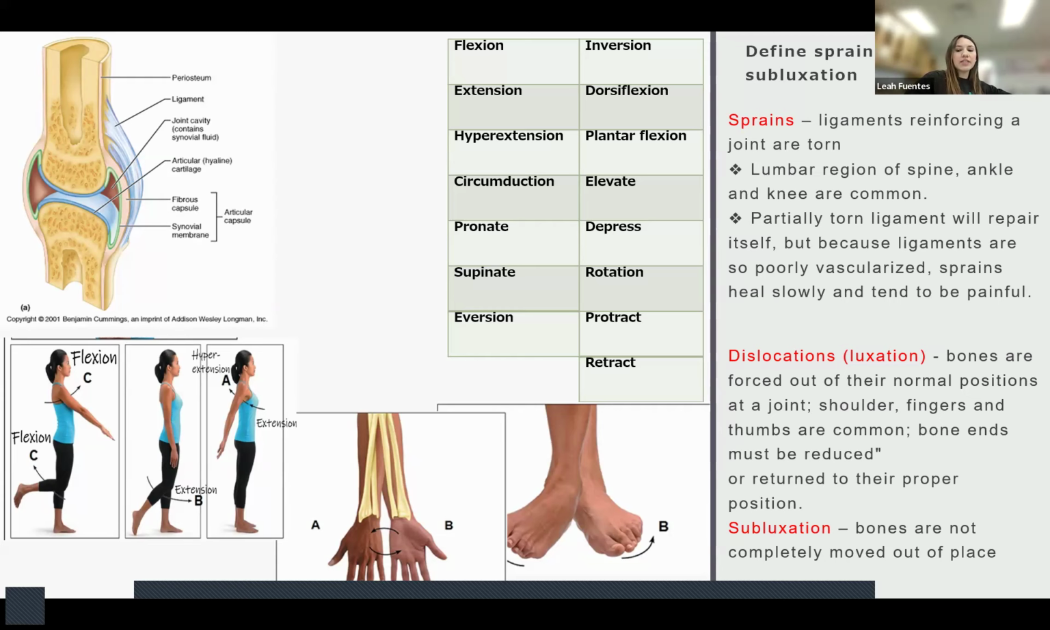So first we have luxation. Bones are forced out of their normal positions at a joint. Shoulder, fingers, and thumbs are common, and then the bone ends must be reduced or returned to their proper position. So when a bone pops out of place, just popping that back in. And then we also have subluxation, when bones are not completely moved out of place. So knowing the difference between luxation and subluxation, and then also what sprains are.